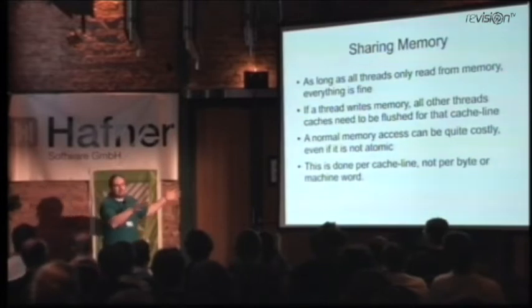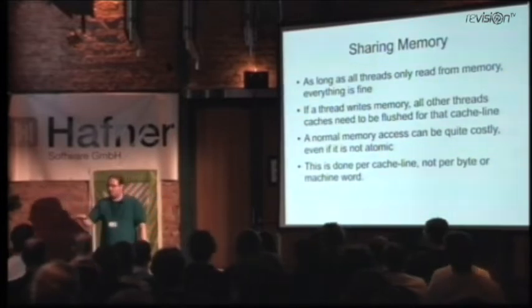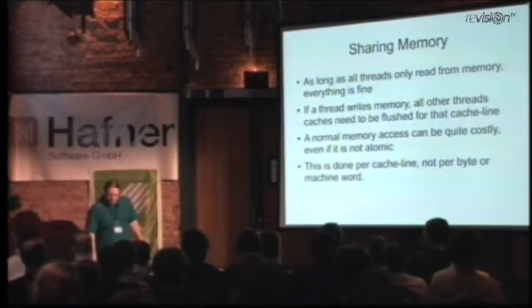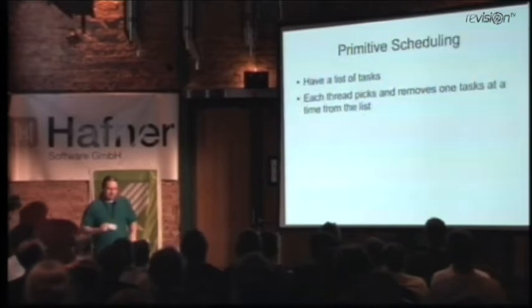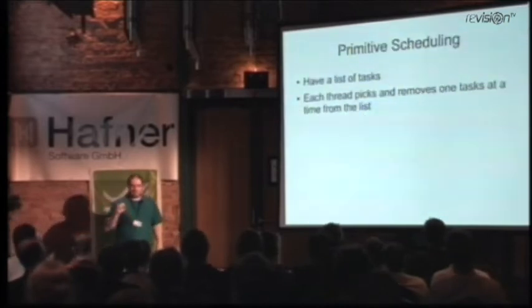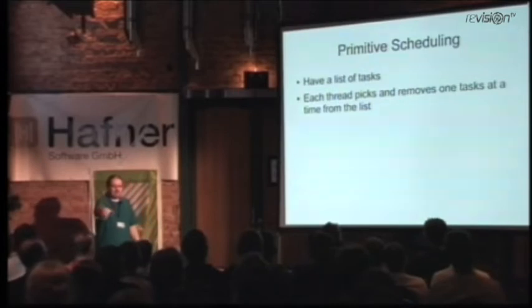We have all these thousands of tasks. We have our 4 threads. Now we want to distribute the workload. And the simple solution for that is, of course, you have a list of tasks, and each thread picks a task and removes it from the list, one at a time.